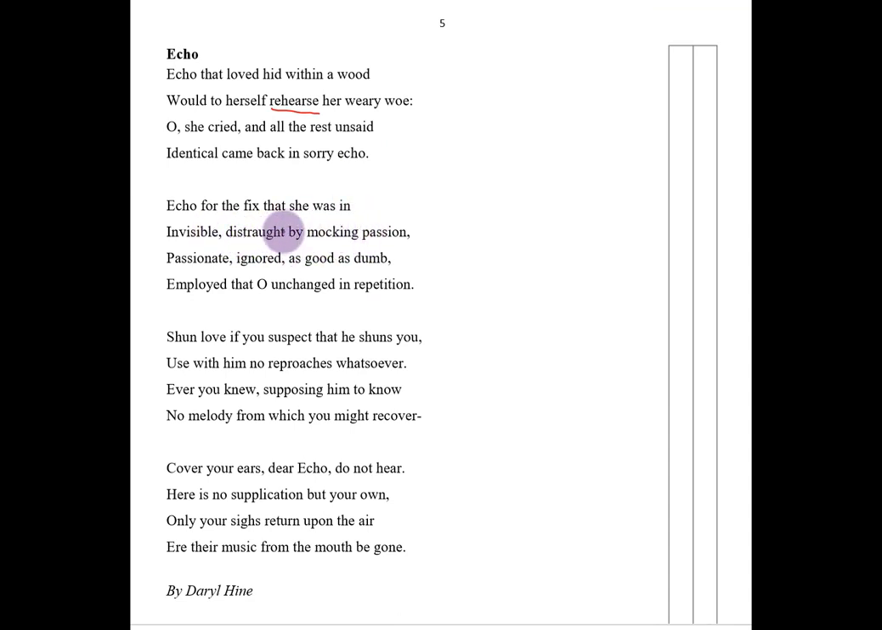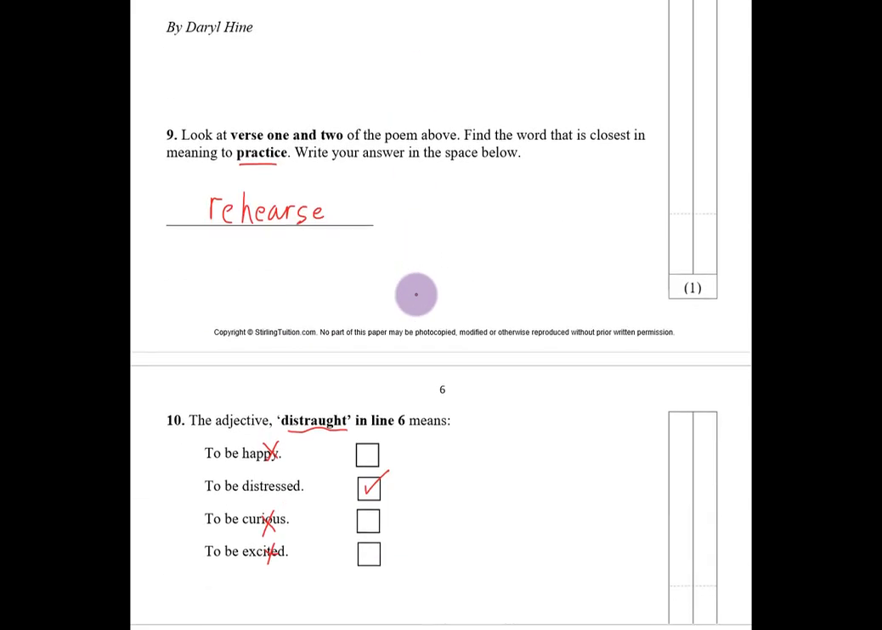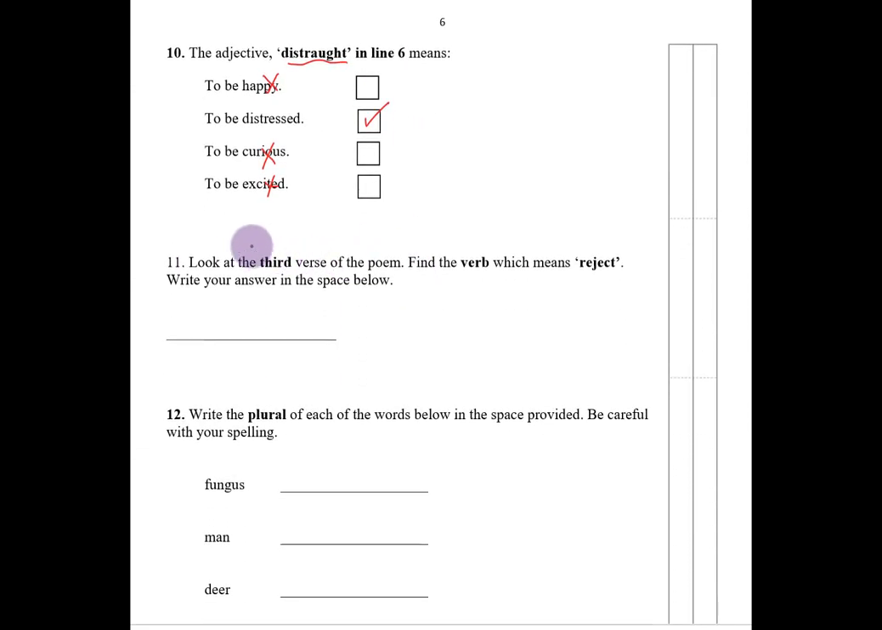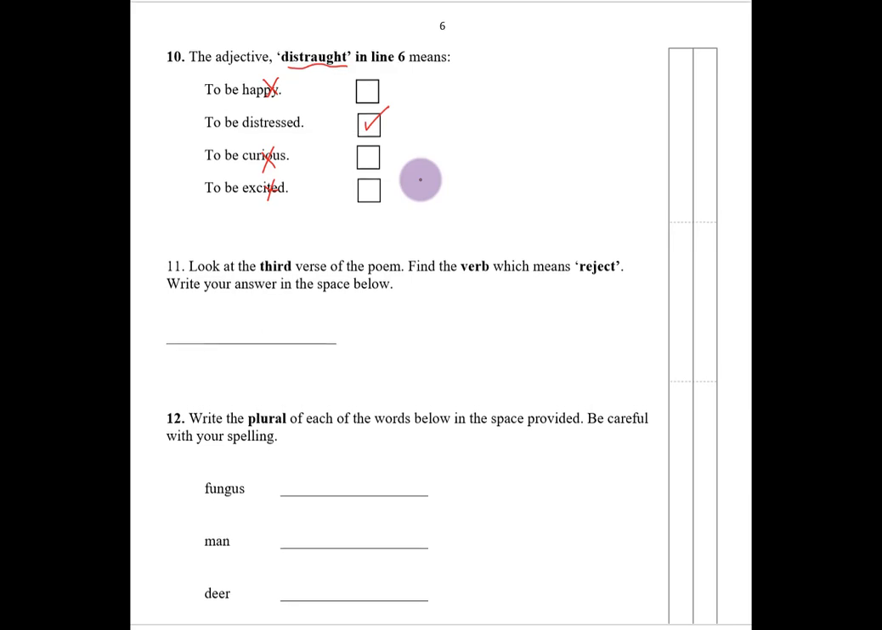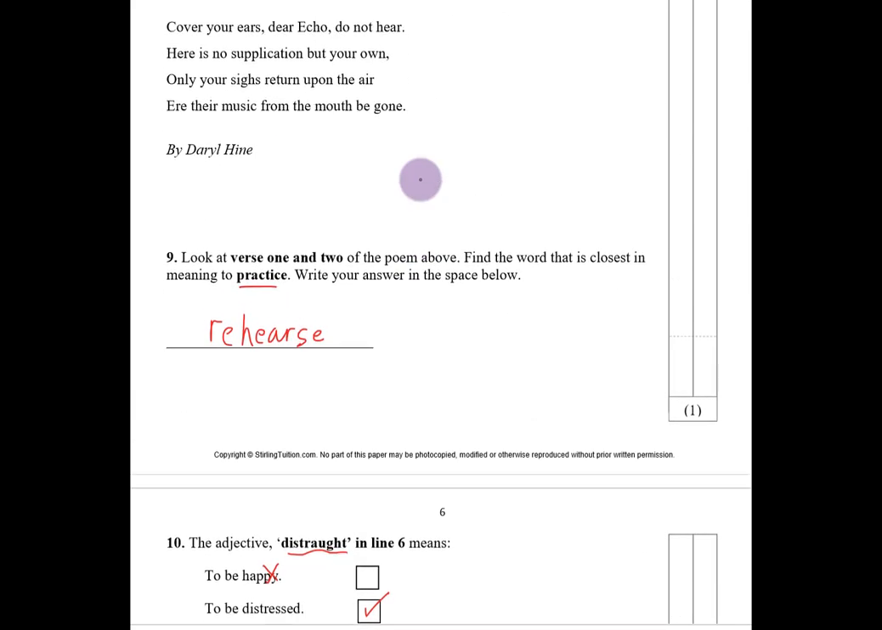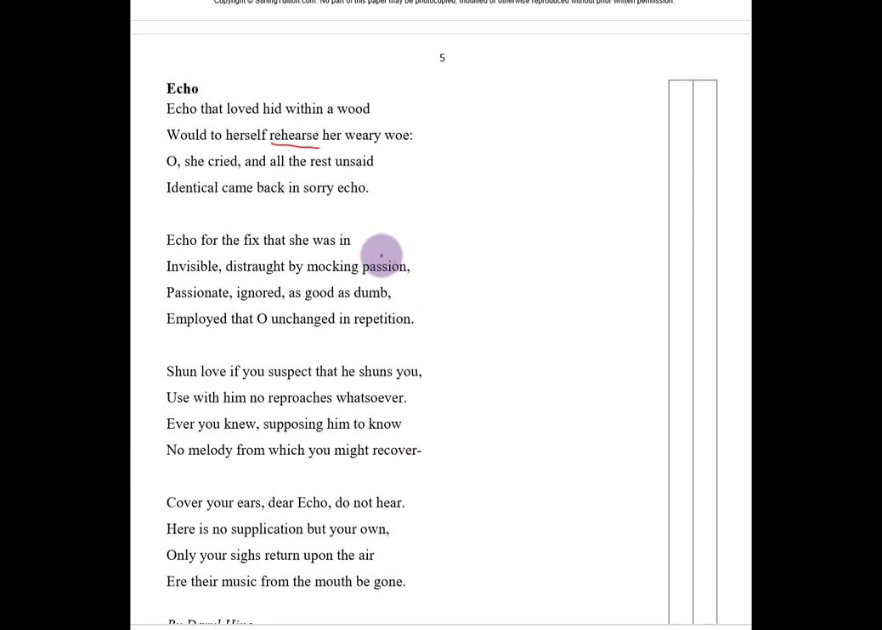So he's getting mocked and he's not very happy, he's a bit distressed about it. It's our echo. So number 11, look at the third verse of the poem. Find the verb which means reject. So we need to find the third verse and look for a word that basically means reject.